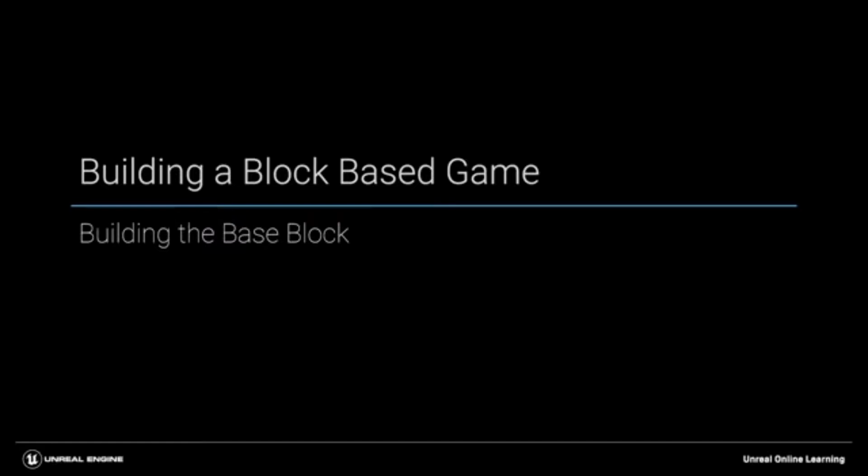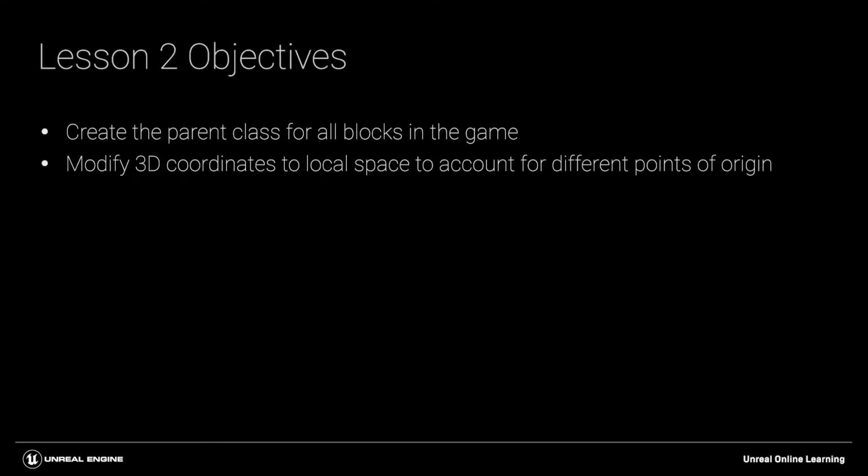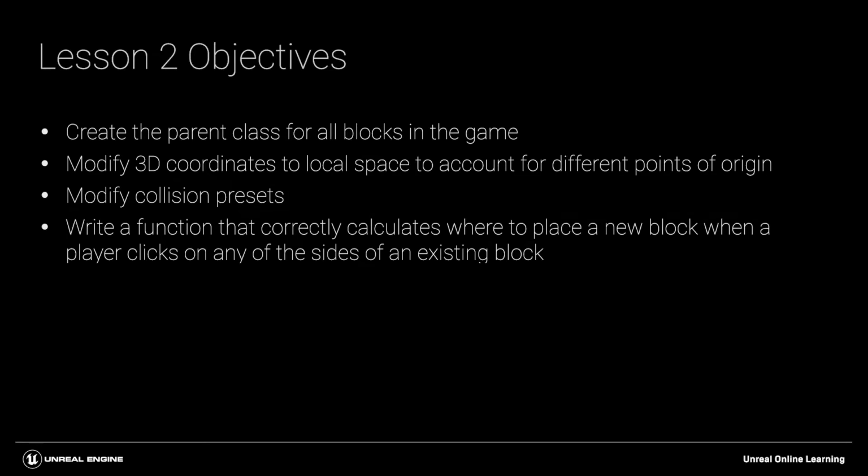In this module, we'll create the blueprint for the base block, which is the parent class for all blocks in the game. Our objectives for this module are to create the parent class for all blocks in the game. We'll modify 3D coordinates in local space to account for different points of origin. We'll also modify collision presets, and we'll write a function that correctly calculates where to place a new block when a player clicks on any of the sides of an existing block.